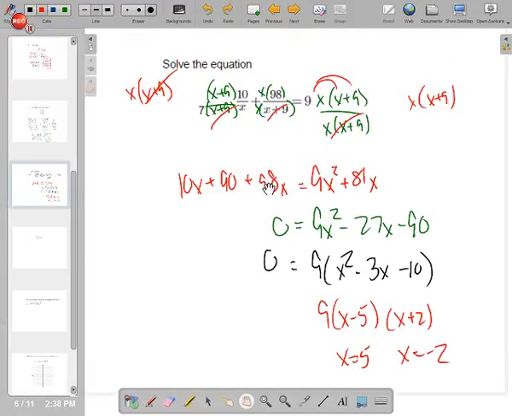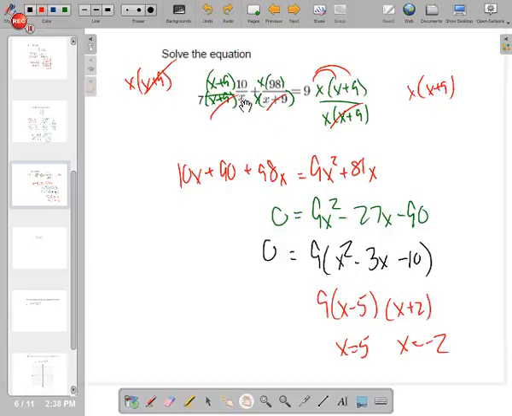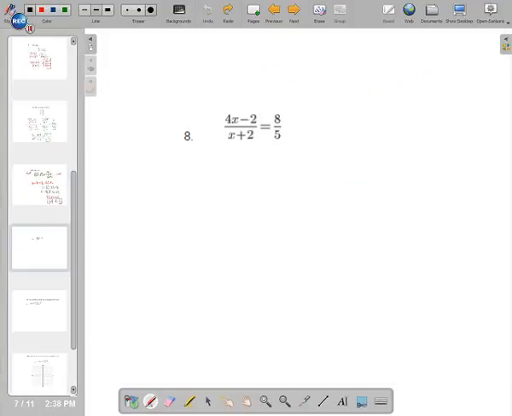Or does it? You got to go back and check and make sure you don't have extraneous solutions. Does 5 work? Yes. Does negative 2 work? Good. So I have two solutions, 5 and negative 2. But sometimes you have extraneous solutions, so just be careful. Let's do another one like that.